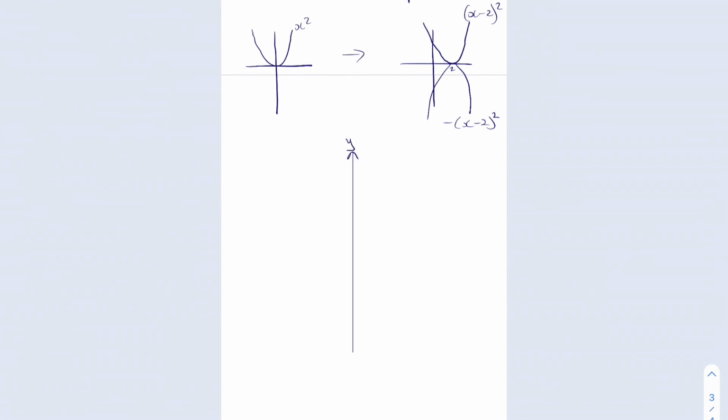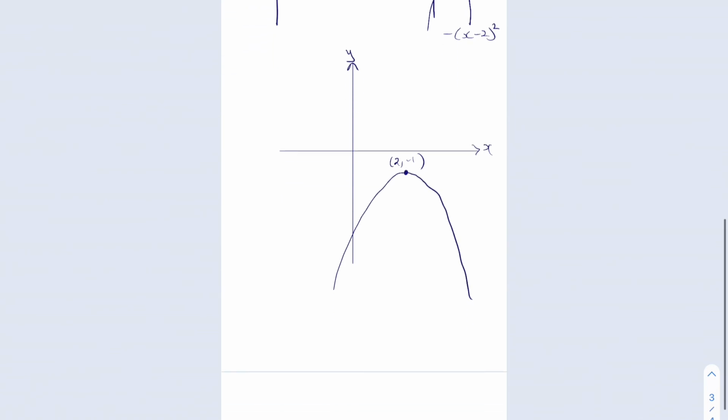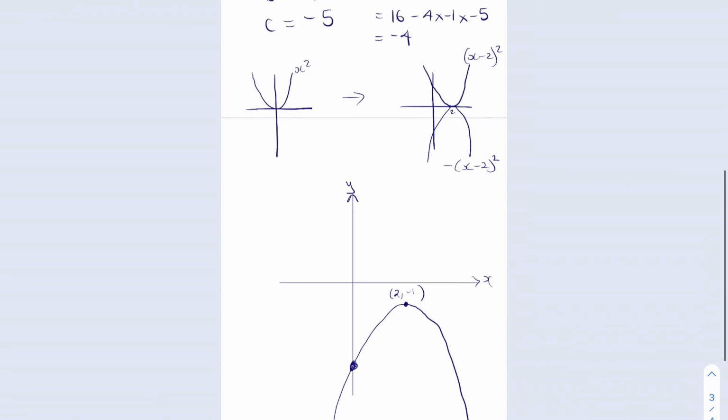So let's do this neatly. X and y. So we've got 2 and minus 1 here. We have no roots, which we were expecting. That's an awful quadratic. Let's try that again. It's a bit better. Okay, and then we need to know where we cross the y-axis.